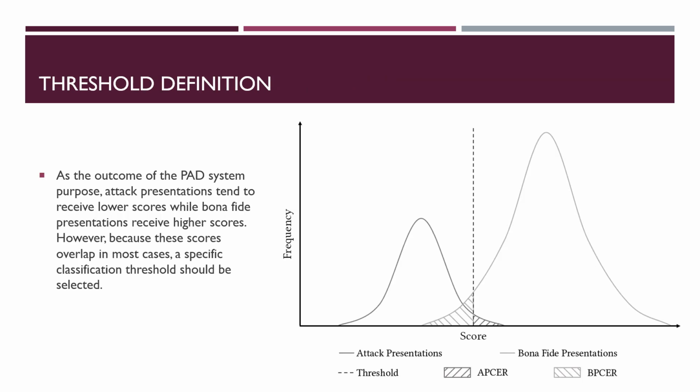As the outcome of the PAD system's purpose, attack presentations tend to receive lower scores while bona fide presentations receive higher scores. However, because these scores overlap in most cases, a specific classification threshold should be selected. On this histogram, average PAD system scores are displayed, and as we can see, there is no way to avoid setting a threshold which causes APCER and BPCER to overlap other scores.